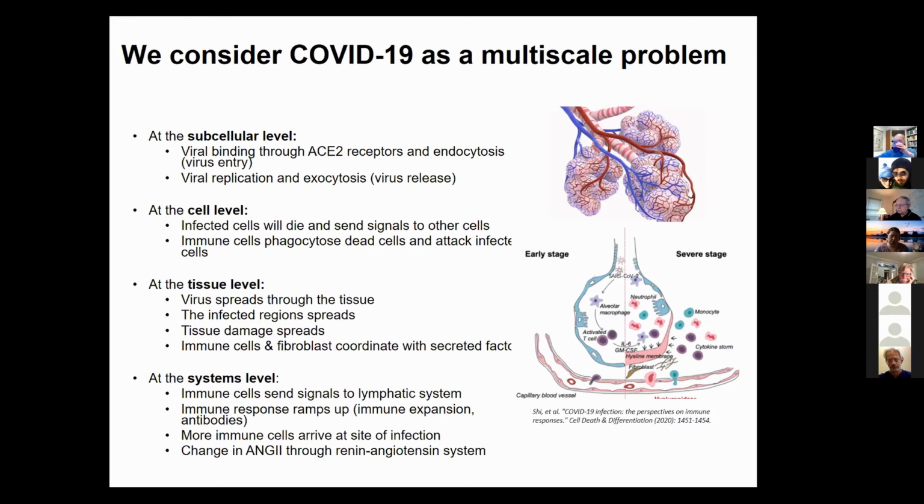And then we have the immune response where immune cells can phagocytose dead cells and attack infected cells. At the tissue level, the released virions can move through the tissue, the infection can spread, the tissue damage can spread, and both the immune cells and fibroblast cells are coordinated with various secreted factors. There's also a level of the model that communicates out to the lymphatic system to recruit more immune cells that could then come in through the vasculature and respond. My team is also interested in other things like the change in systemic angiotensin 2 in response to this, but I won't show you anything about that today.